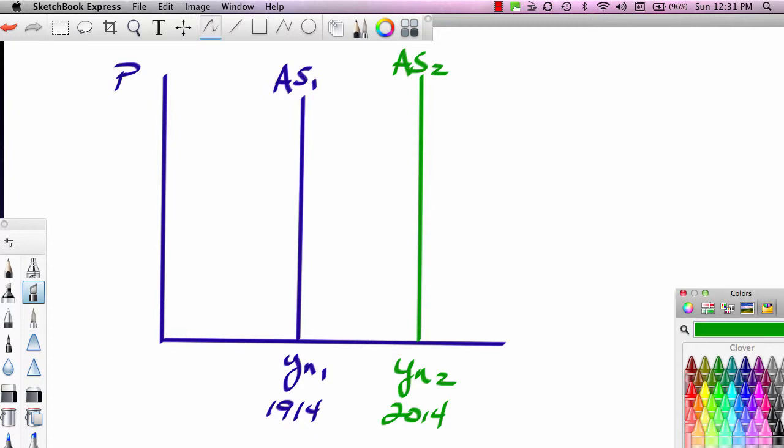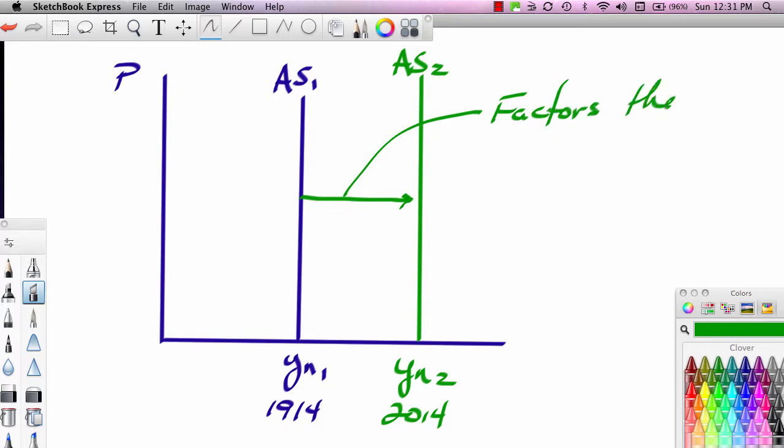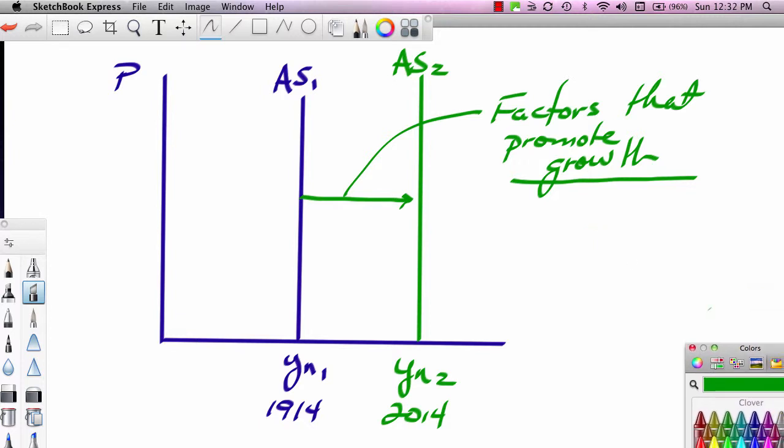Okay, so what has caused this movement? Well, any factors that promote what? Factors that promote growth. So anything that promotes economic growth is going to push the long-run aggregate supply curve to the right. Anything that inhibits growth, and you'll be reading about some factors that can do that, is going to shift the long-run aggregate supply curve back to the left. And there are things that can inhibit growth, that can prevent the system from growing. You'll actually read about that.